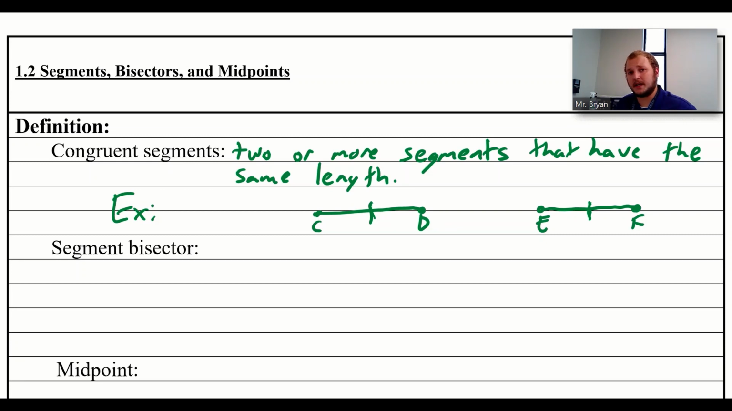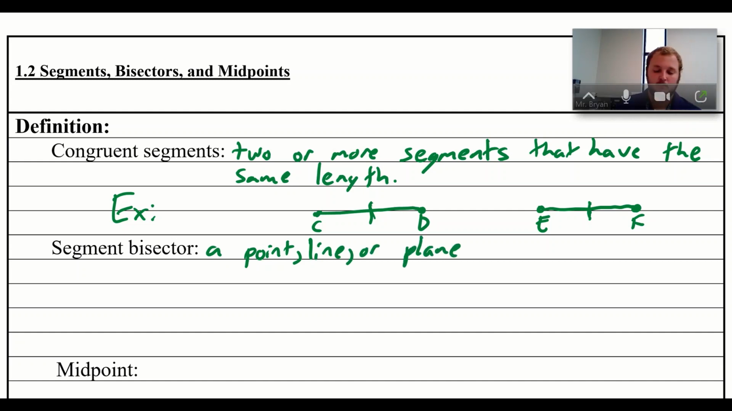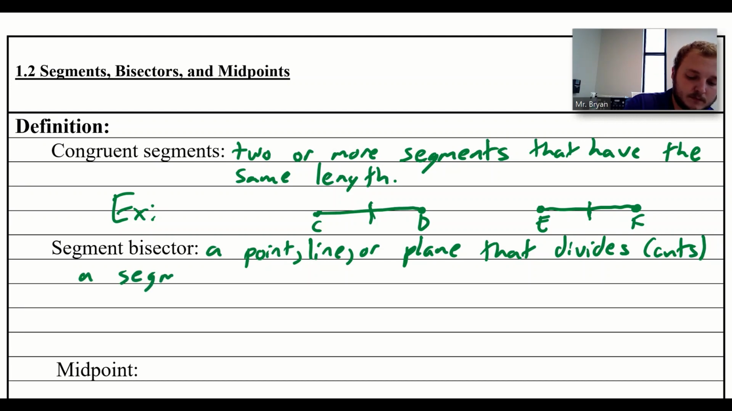Next term we need to know is a segment bisector. A segment bisector is a point, line, or plane that basically divides, or cuts, a segment into two congruent halves.